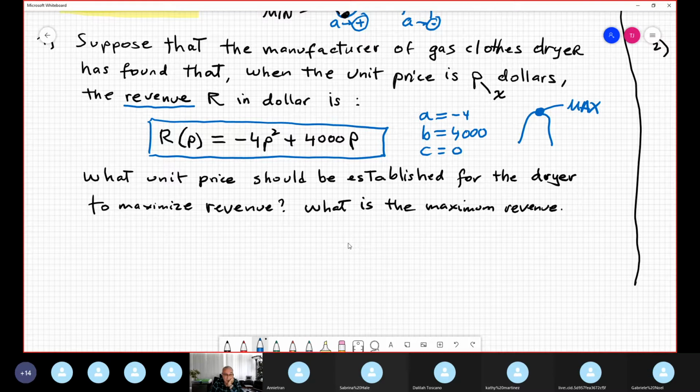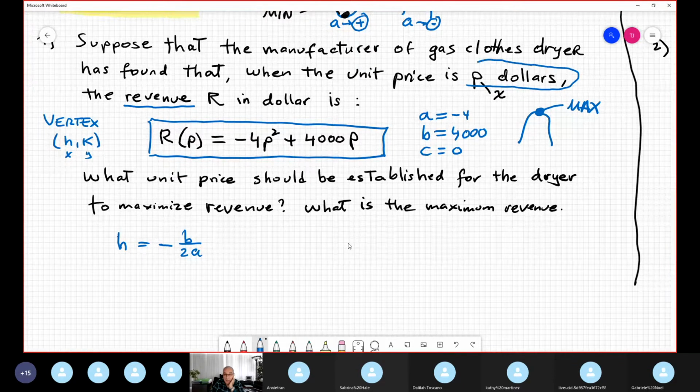What is the most important formula? The most important formula is this one: minus B over 2A, because this gives me the H value of the parabola. Remember the vertex, the famous point H, K. H represents the X component, K represents the Y component of the vertex. In our problem, X is P, because this is the independent variable. And Y, which is K, represents the revenue, connected by this quadratic function.